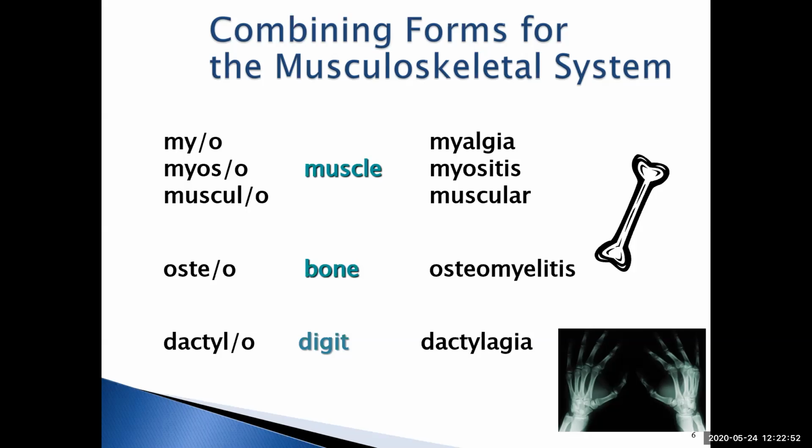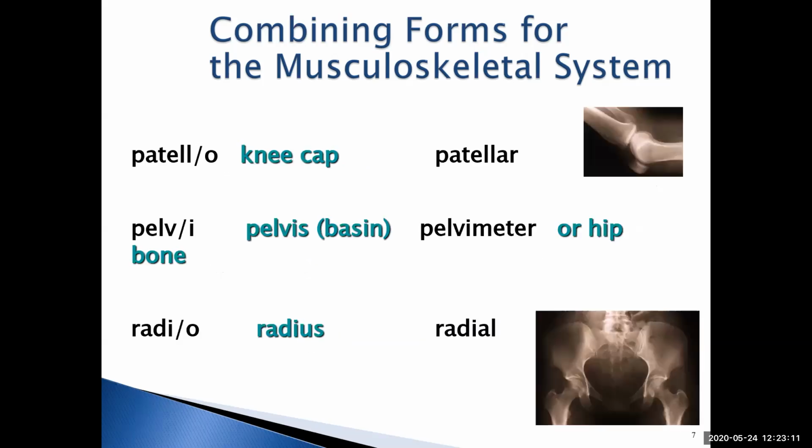Bone is osteo, bone, osteomyelitis, inflammation of the bone, and what else there? What's myel? And then dactyl is digit. When we say digits, that's your fingers and your toes. So dactylalgia, it could be painful digits. Patella refers to the kneecap. Pelvo is the pelvis bone, pelvimeter, or the hip.